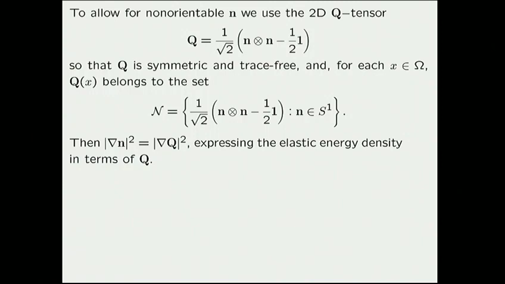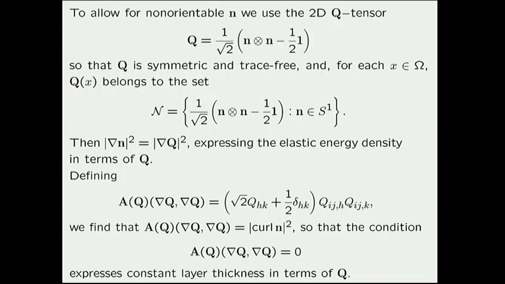And now, what about the constant layer thickness business? That should be curl n is 0. So you have to represent that in terms of Q, which is a little bit irritating. So it's this quadratic form. This quadratic form is equal to curl of n squared if Q is smooth, and so the condition that A of Q, gradient Q is 0 expresses the constant layer thickness in terms of Q.